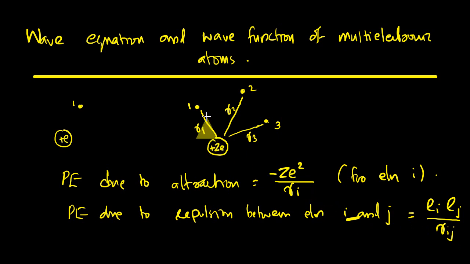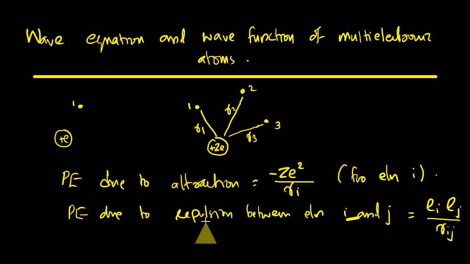Between electron 1 and the nucleus there will be an attractive potential energy of this kind. This can be seen between electron 2 and the nucleus and electron 3 and the nucleus. So the attractive potential energy due to these three different attractions is given by this equation. The Ri value will be different for different electrons, so we have to give R1, R2, R3 in place of Ri here, and then we will get the potential energy due to attraction for each electron.